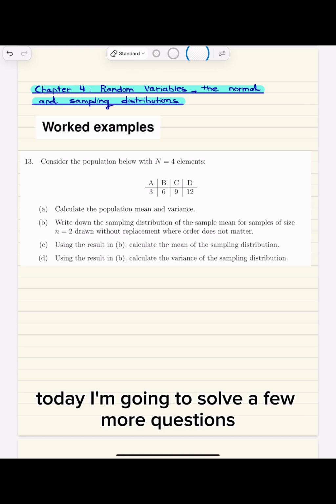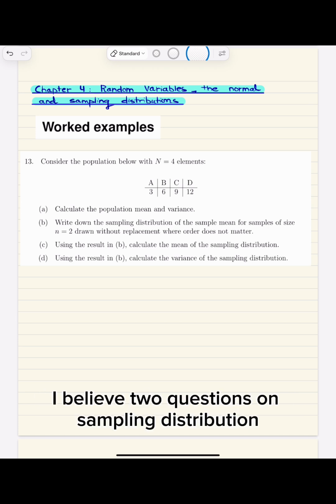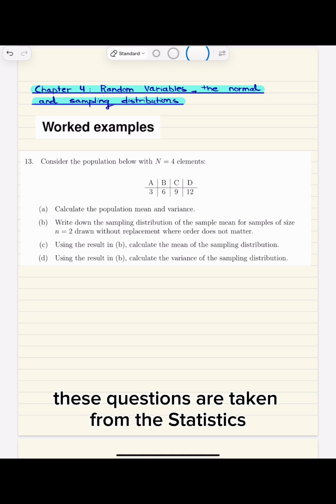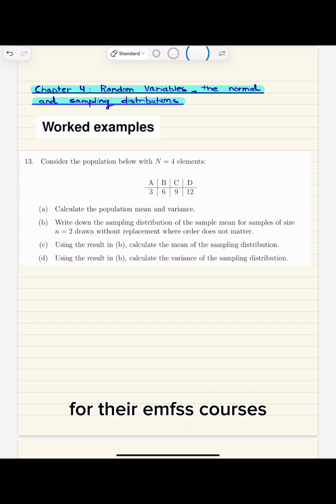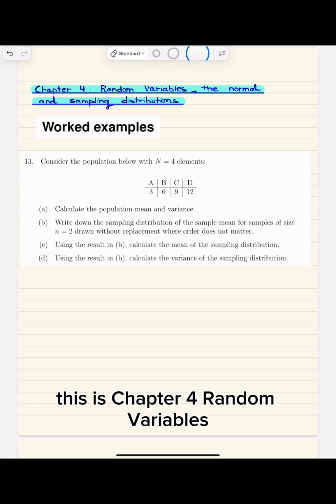Today I'm going to solve a few more questions. I believe 2 questions on sampling distribution. These questions are taken from the Statistics 1 study guide provided by University of London for their EMFSS courses. This is chapter 4, Random Variables, the Normal and Sampling Distribution.